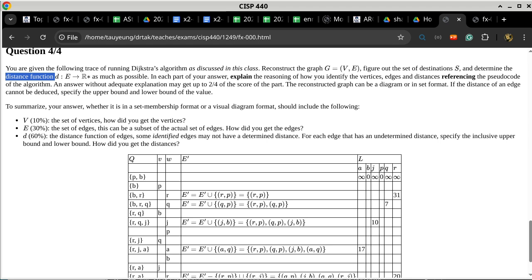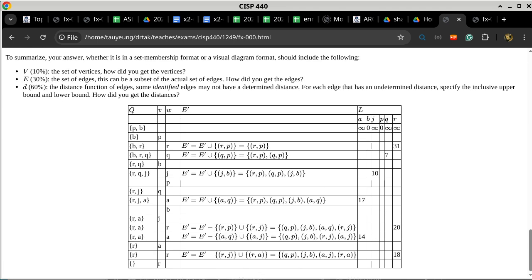And then the distances are based on how we update the L value, as I talked about earlier. Every time we update the L value, we can figure out the distance of the edge from W to V, because that's how the new L value is calculated. Those are all coming from the algorithm, and I think that's pretty much the full explanation of how to answer questions number 2 and 4.